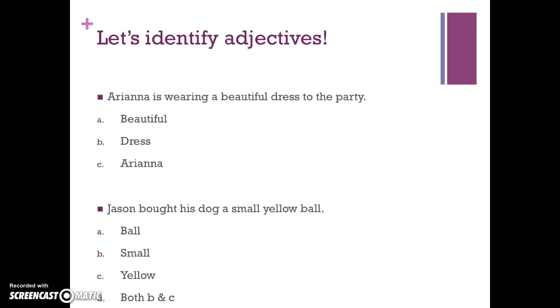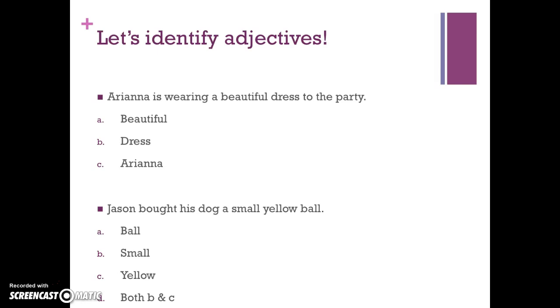Let's identify the adjectives in the sentences below. First we have, Ariana is wearing a beautiful dress to the party. Is the correct answer A, beautiful, B, dress, or C, Ariana? The correct answer is beautiful. Beautiful is describing the dress, which is a noun, making B incorrect. And we know the answer cannot be C because Ariana is a person, making her a noun as well.